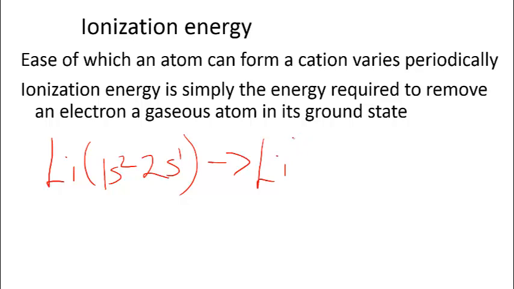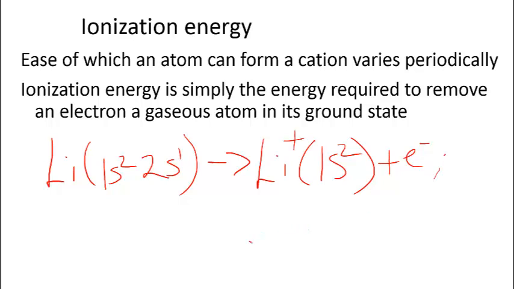lithium will be positively charged and its electron configuration is now 1s2, or that of helium's. We show that this electron is being removed by saying plus E.